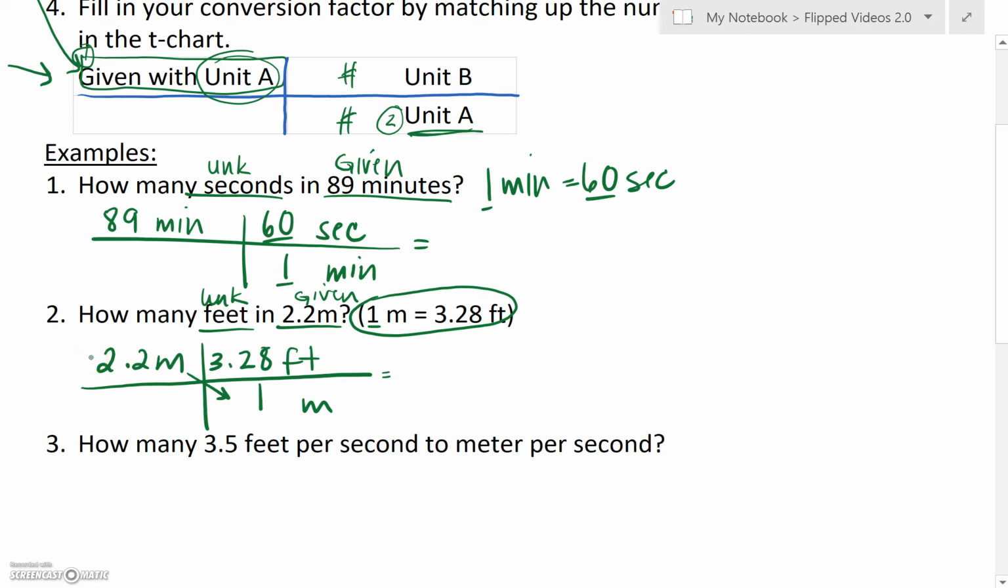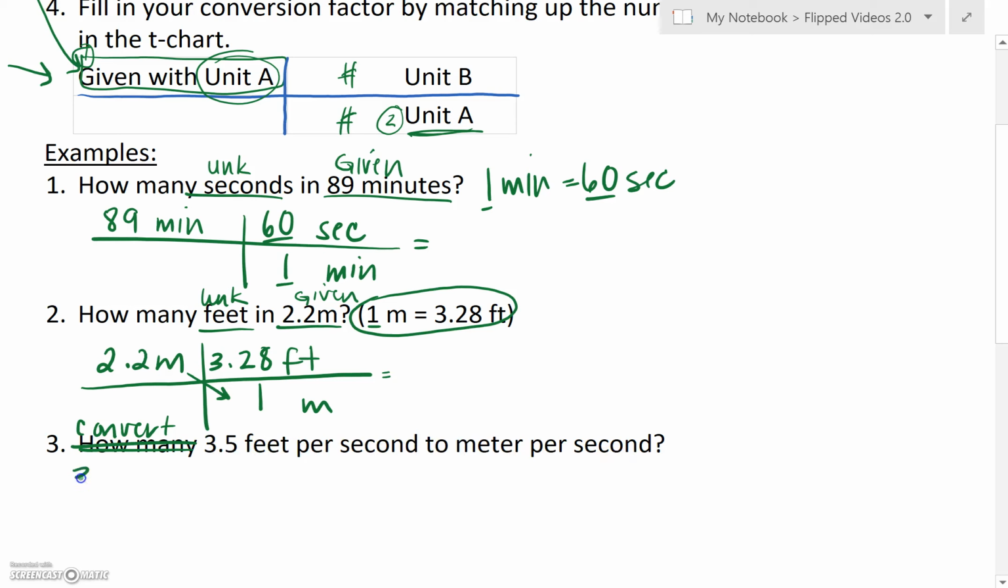So let's try it again, only this time I'm going to show you that even if the unit looks a little confusing or challenging or maybe a little different, we're still going to treat it the same way. So right here, convert 3.5 feet per second to meters per second. Sorry, that was kind of weird.